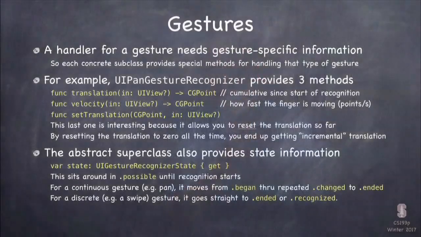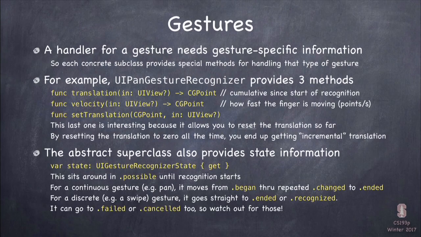Now, for a discrete gesture like a swipe, okay? The swipe either happened or not. When you're looking at a swipe, you don't get, ooh, the swipe started and it's moving across the screen and it comes up. No, either the swipe happened or not. So you just get called once and the state is going to go straight to being ended or recognized. Okay?